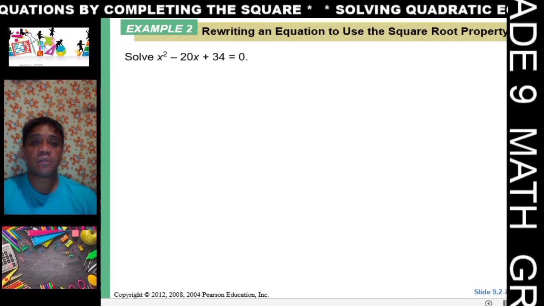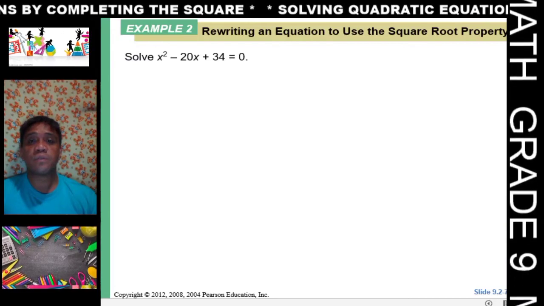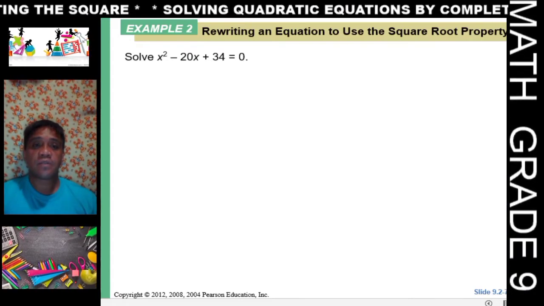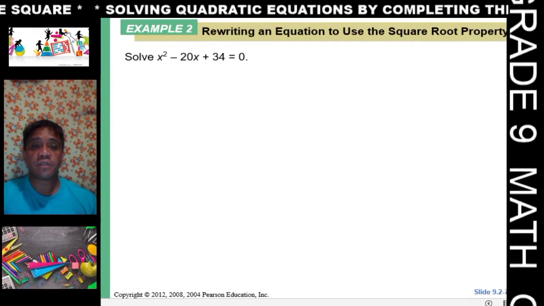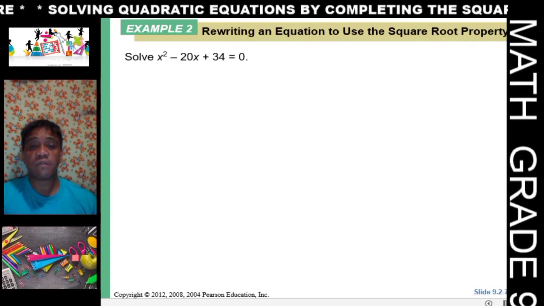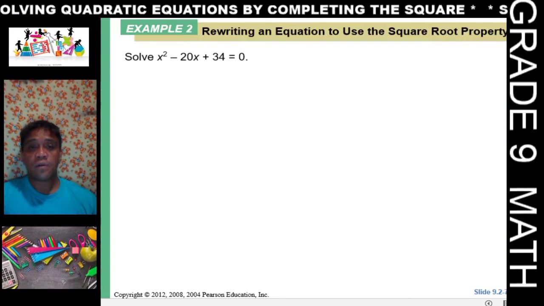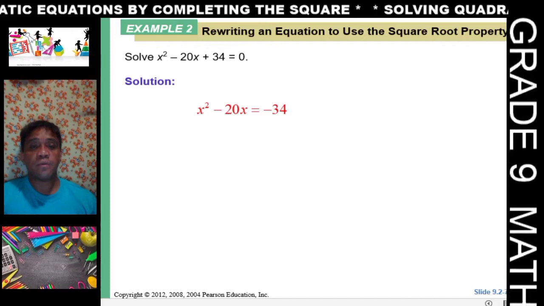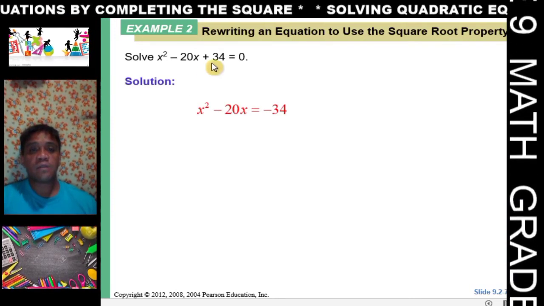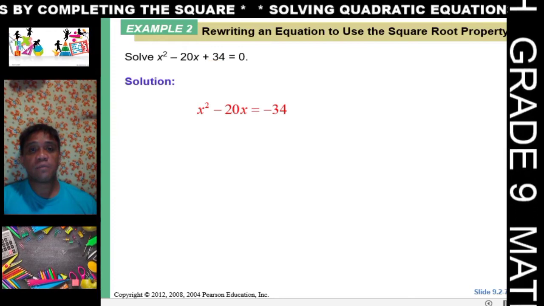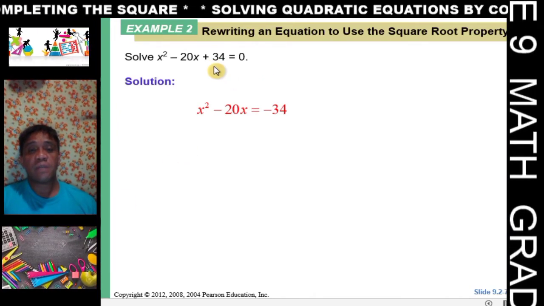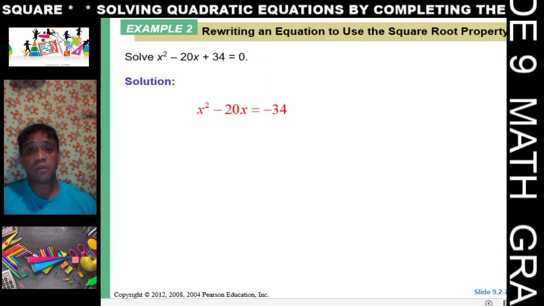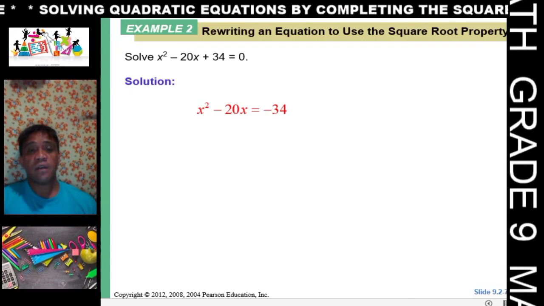Here is another example, rewriting an equation to use the square root property. From the given x squared minus 20x plus 34 is equal to 0, take note that we are going to solve for the value of x. Through the use of completing the square, since we have the constant plus 34, we add both sides by negative 34, so negative 34 is on the right side, because 0 plus negative 34 is negative 34.